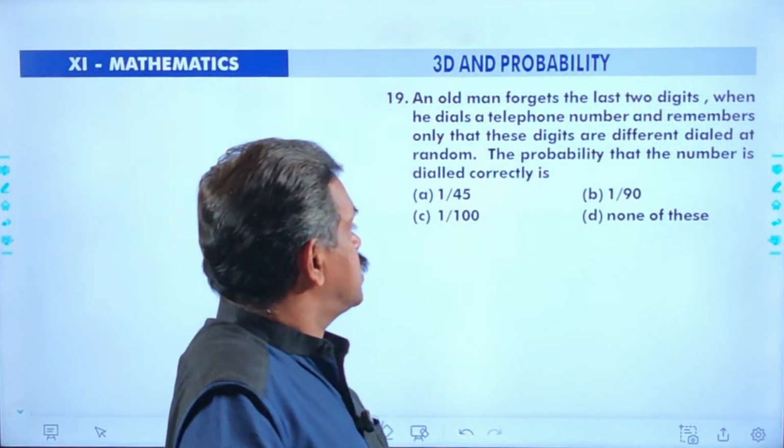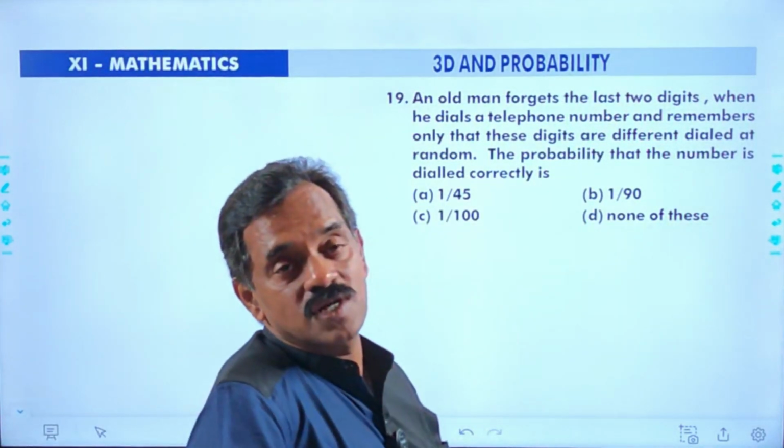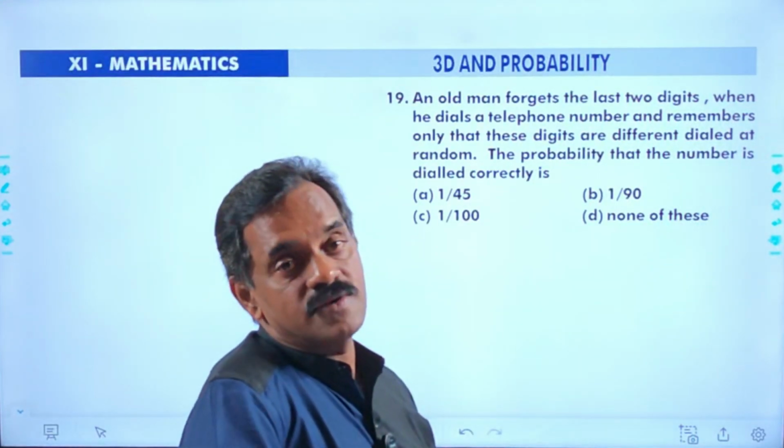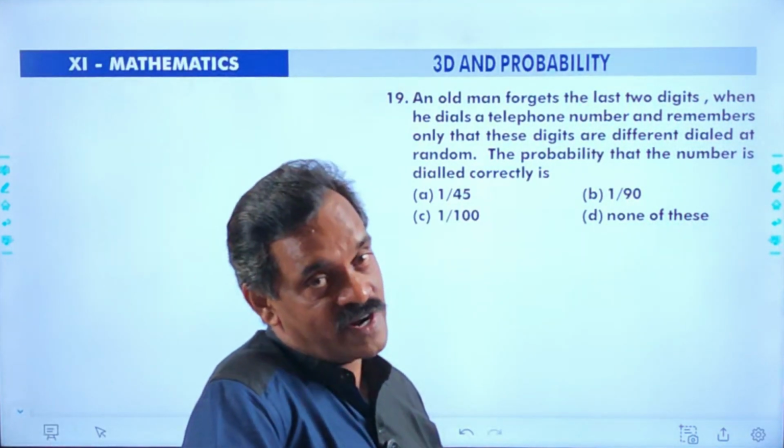When you read the question, he remembers that only the last 2 digits. He remembers that one. That's different.